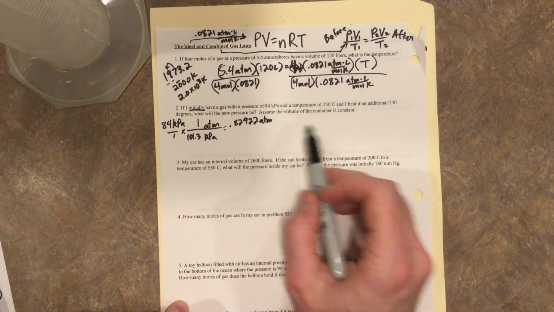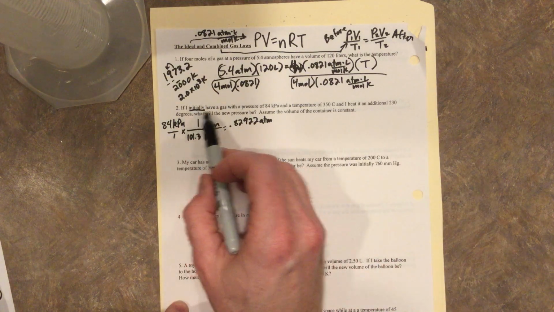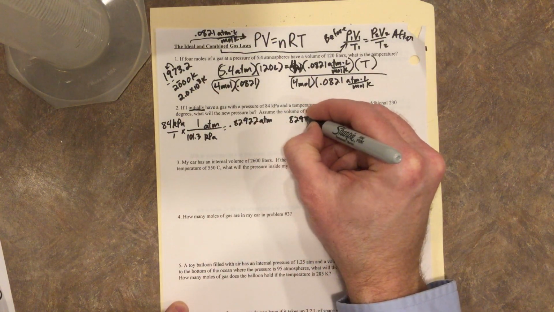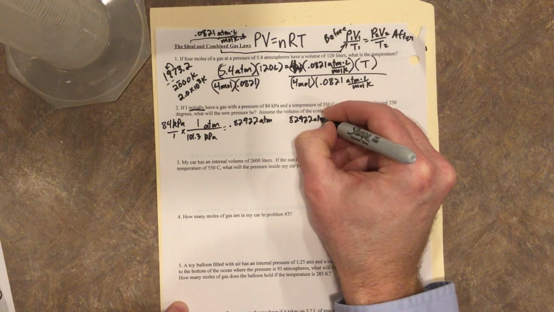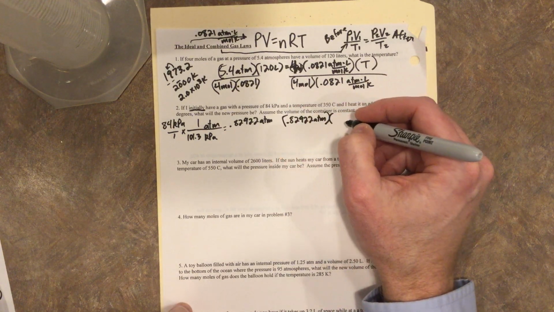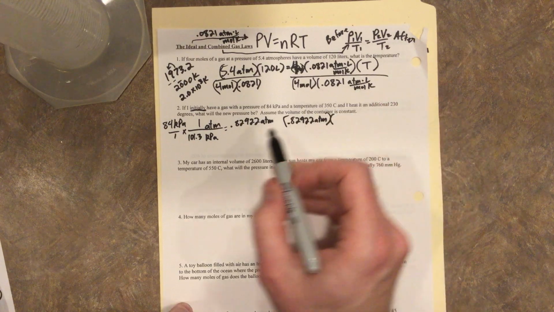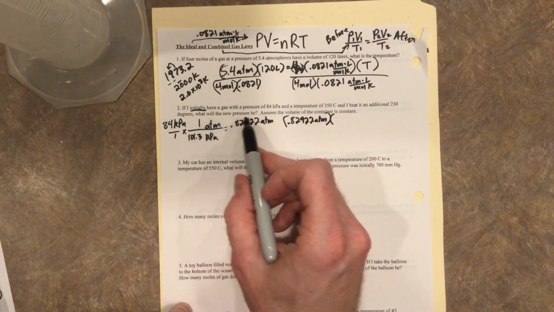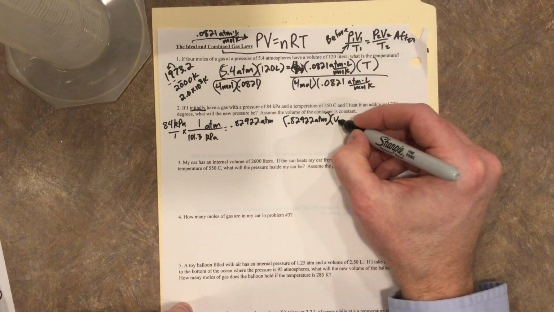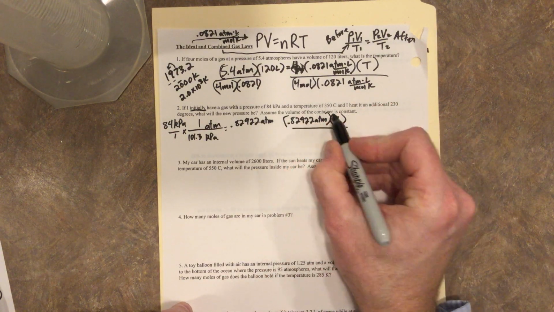So we already said this is before and after. So before initially, it's got this, 0.82922 ATM. Initially, what's the volume? Oh, assume the volume of the container is constant. Okay, so I'm going to put it in there for now. The temperature, it was 350.